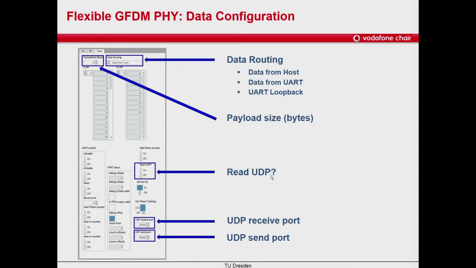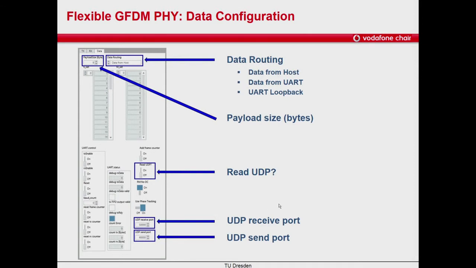If read UDP is set to off, the data will be generated on host as a ramp function. We will select on to get the data via UDP. This means that the transmitter will receive the data as UDP packets from the video streaming server, and the receiver will send the output via UDP to the player to be displayed.